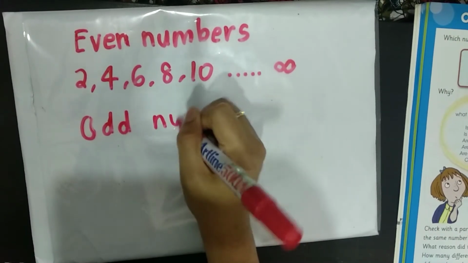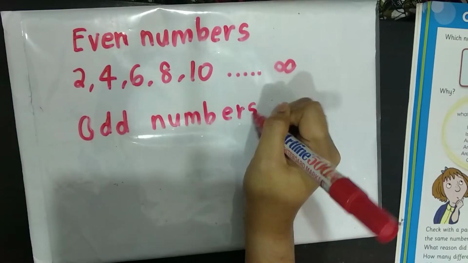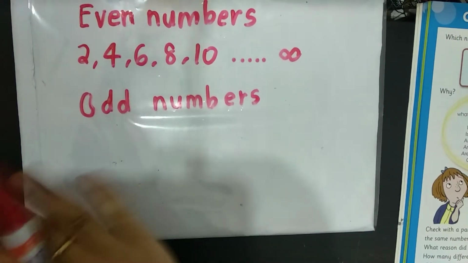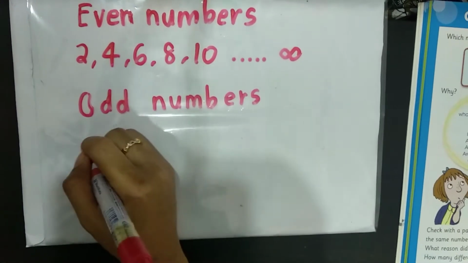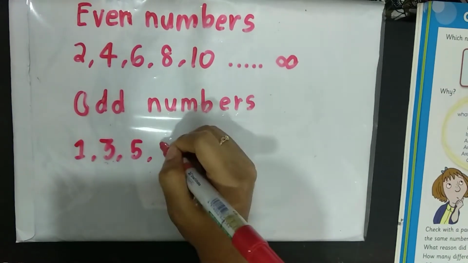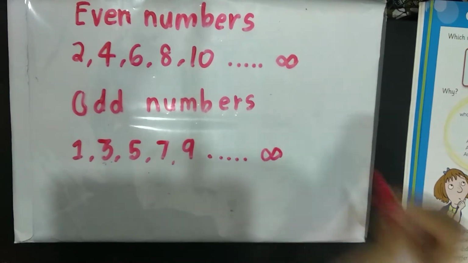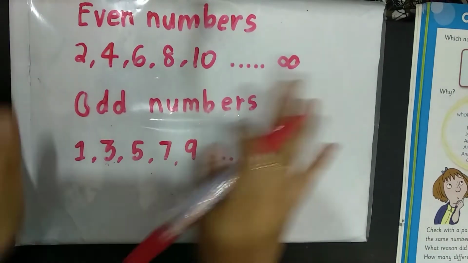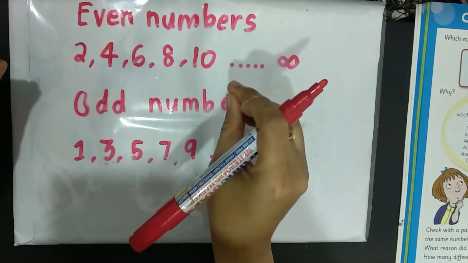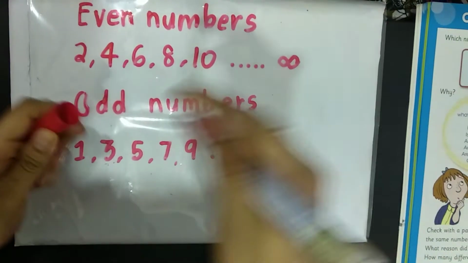Okay, and then we're learning odd numbers. There are two kinds of numbers: even numbers and odd numbers. Odd numbers are numbers that cannot be divided by 2. It starts with 1, 3, 5, 7, 9, and so on, infinity. Okay, that's all you need to know. So even numbers are numbers that can be divided into 2. The odd numbers are the opposite one.